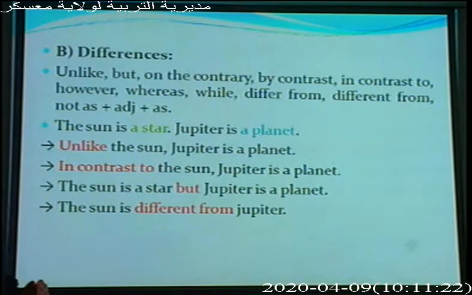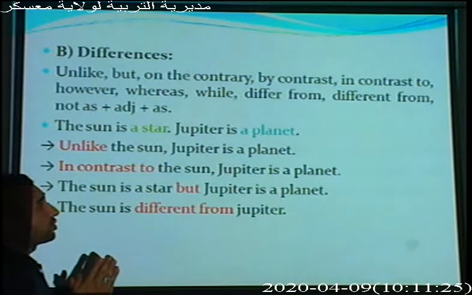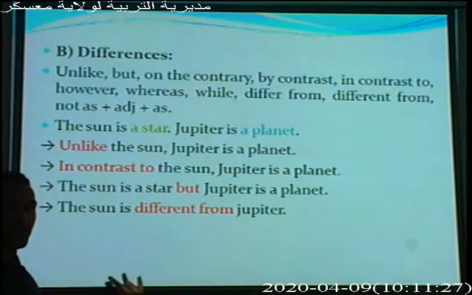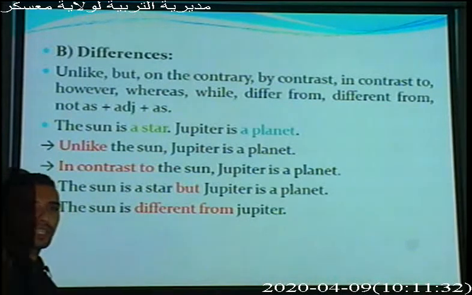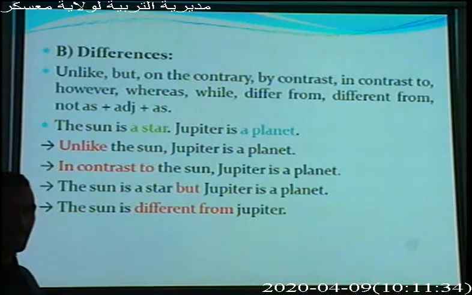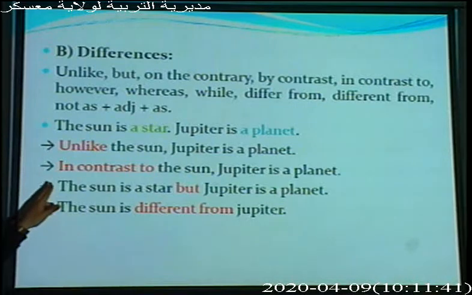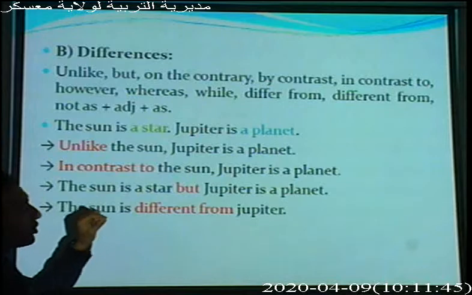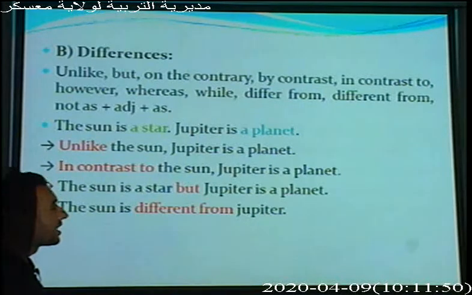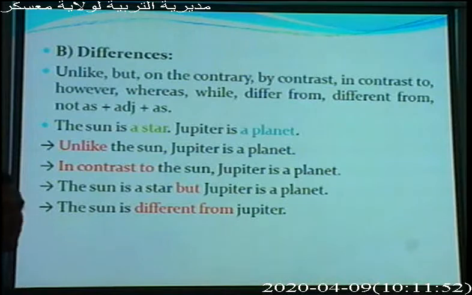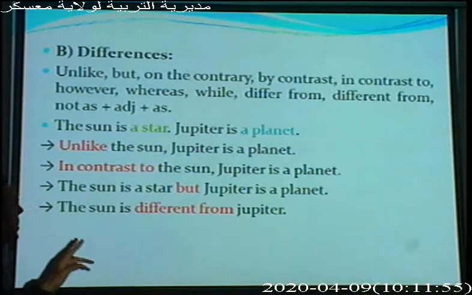The first one is: the sun is a star and Jupiter is a planet. Here I'm showing you that the sun is a star is something and that Jupiter is something else. They are not similar, they are different. Now, after joining them and getting one sentence, we can say, unlike the sun, Jupiter is a planet. Unlike is the opposite of like. It means it is not like the sun, it is a planet, and the sun is something else.